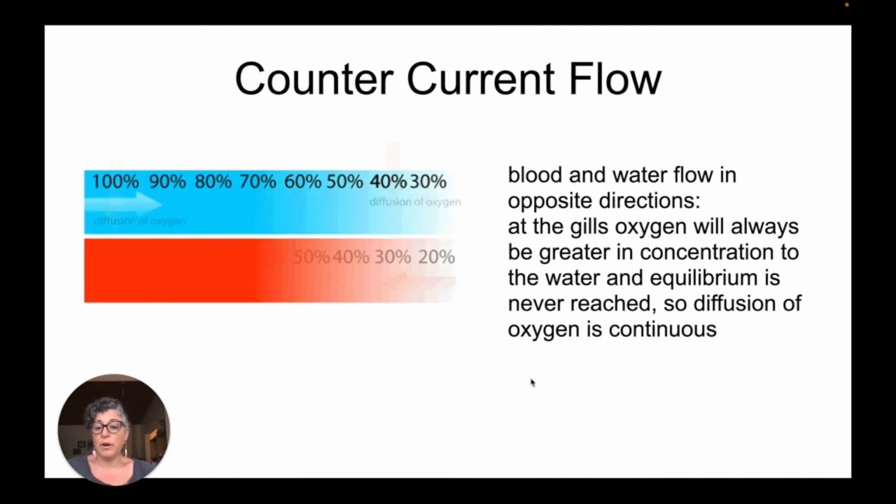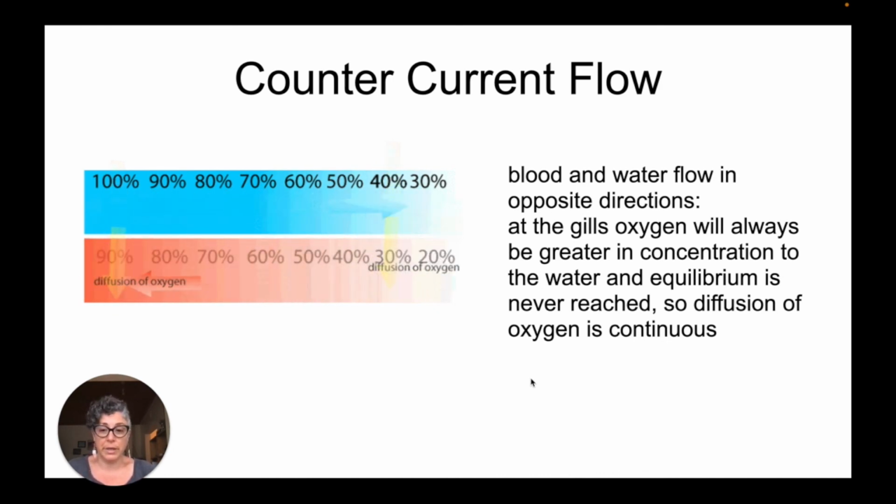And so therefore the heart can just be pumping blood through the gills and into the body without really having to worry about the levels of oxygen reaching the body tissue, because diffusion of oxygen is going to continuously be happening. The blood in the gills will never reach equilibrium. This is an extremely efficient method for the diffusion of oxygen in an organism that has this single circulation.